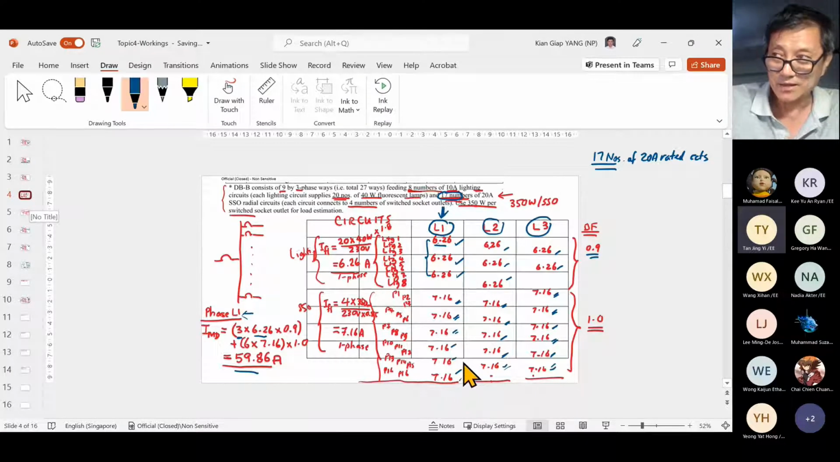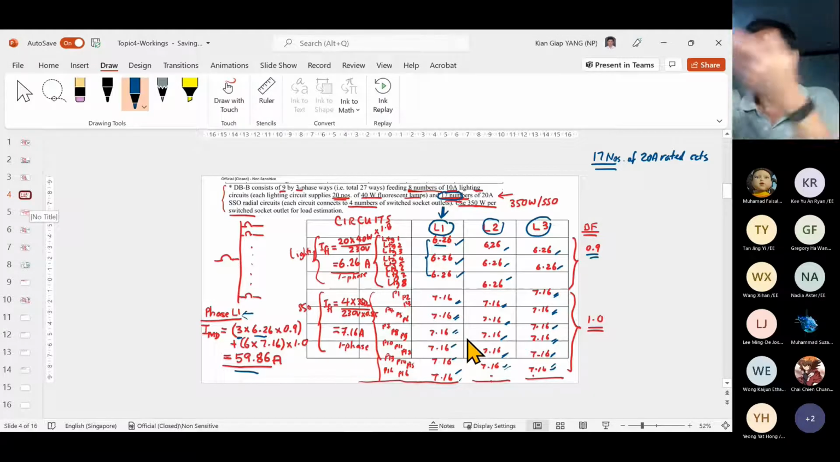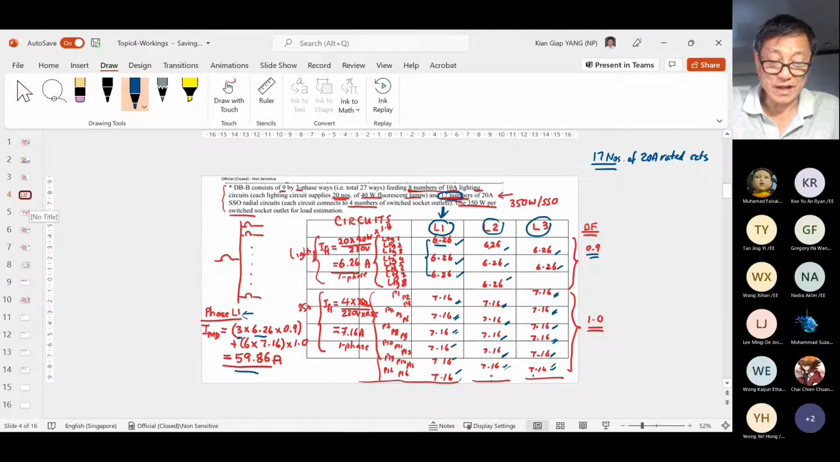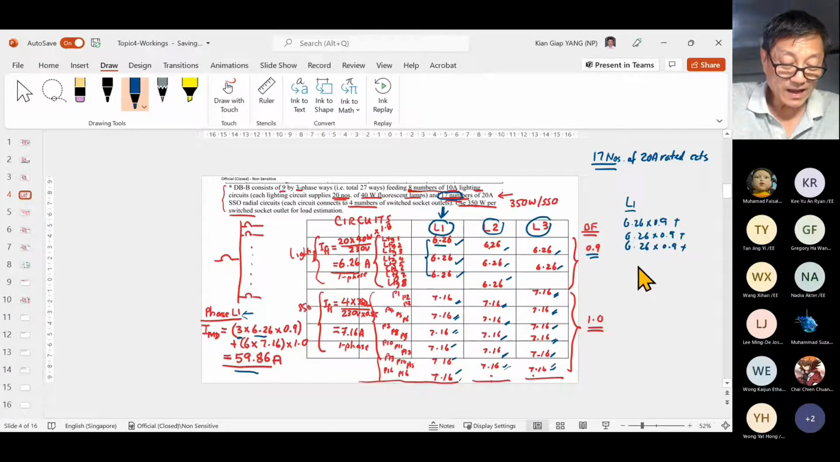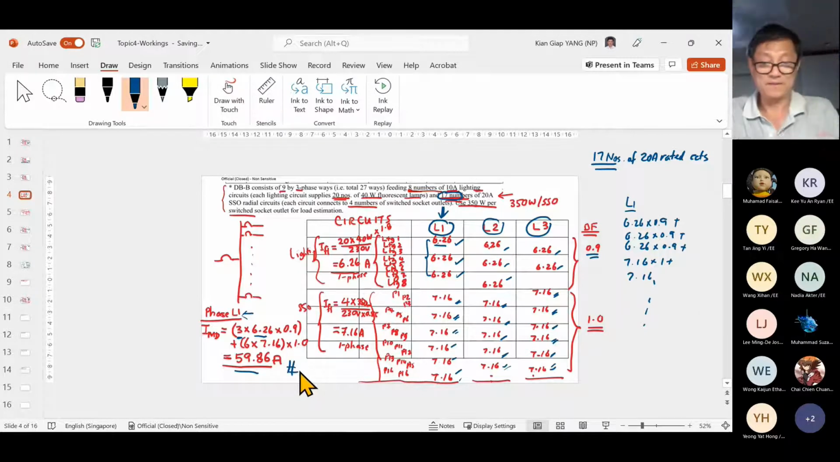Oh, okay, I understand. So basically I try to distribute the load as evenly as possible. So it's actually quite easy lah, but got a lot of steps only. Right. So if I really want to calculate like this, I have to write a very long one, right? I have to do like L1, 6.26 times 0.9 plus 6.26 times 0.9 plus 6.26 times 0.9 and then plus 7.16 times 1 plus 7. Then it's going to be very, very long, right? So that's why I calculate like that lah. Oh, okay.